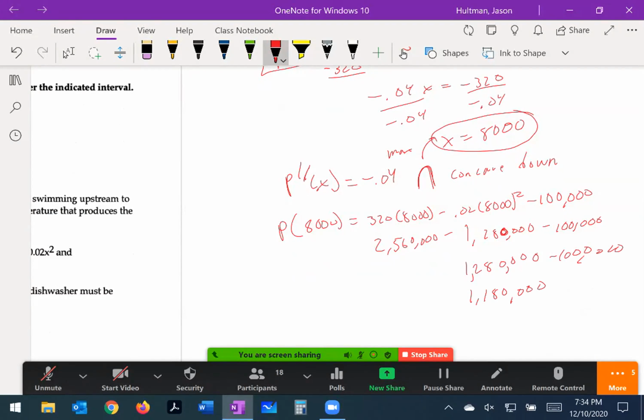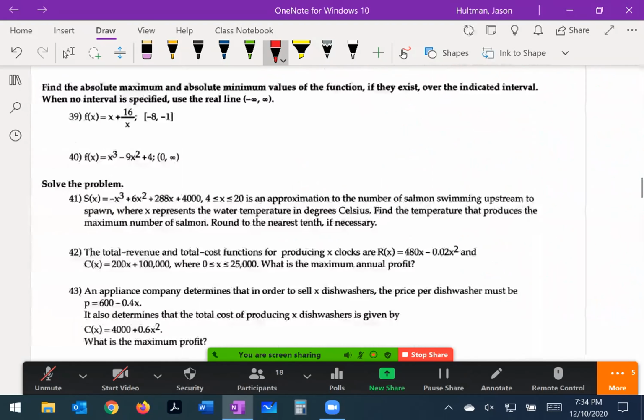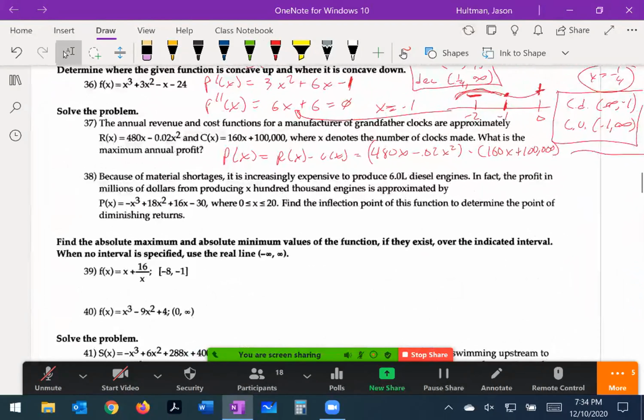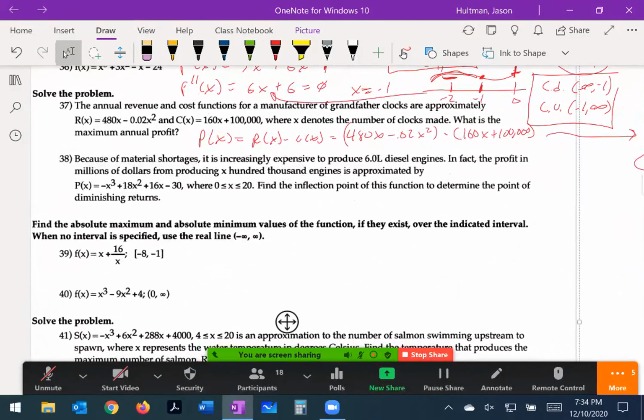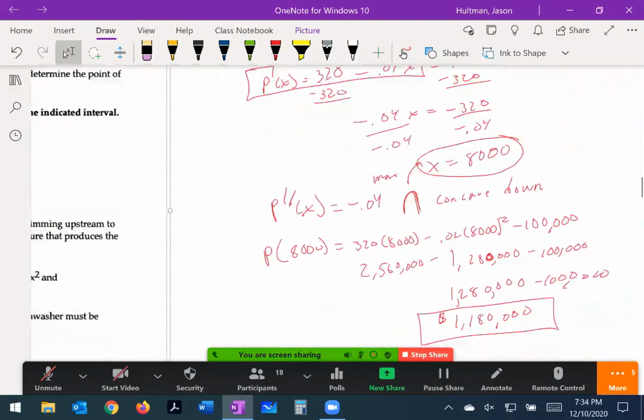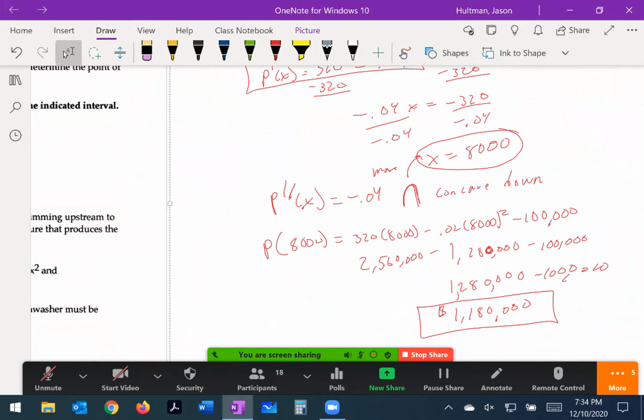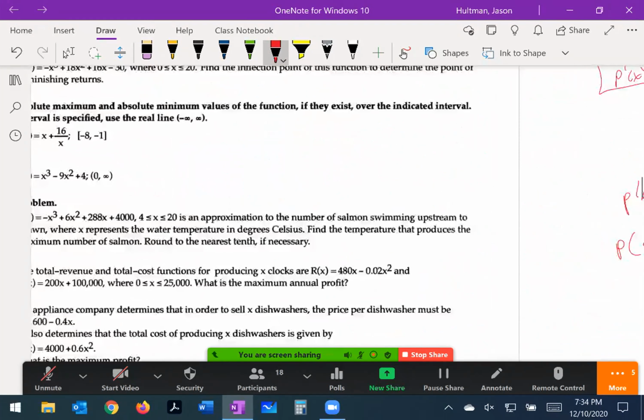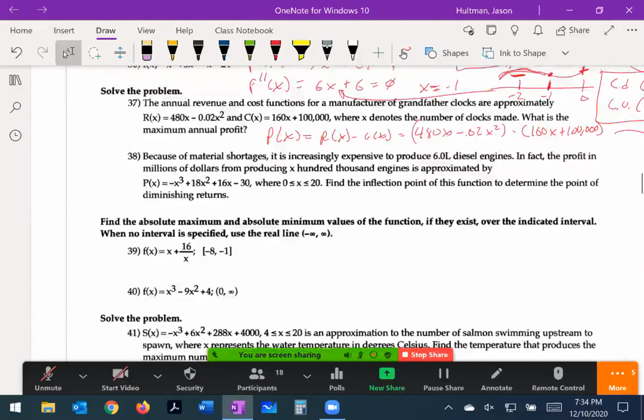1,180,000 dollars is my maximum profit. Okay, number 38. Sorry if you didn't get a chance to finish copying that down. Okay, I'm recording, so you can always go back to the recording as well. Okay, 1,180,000. Okay, 38.